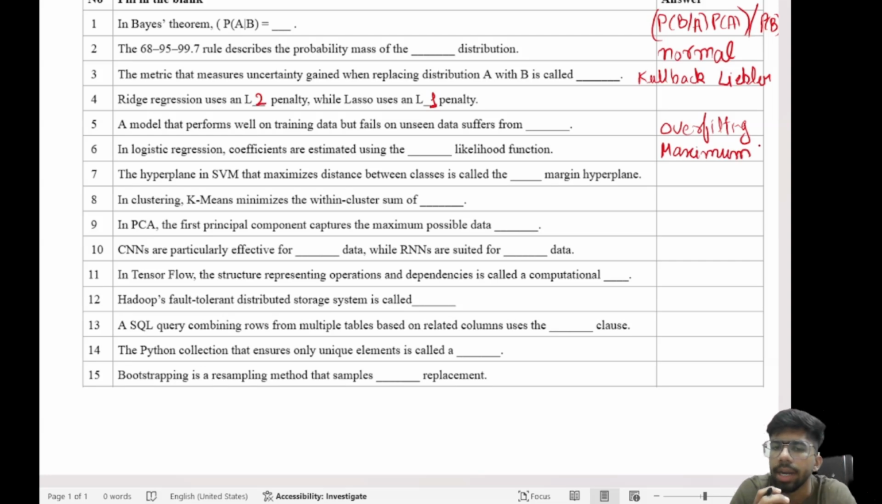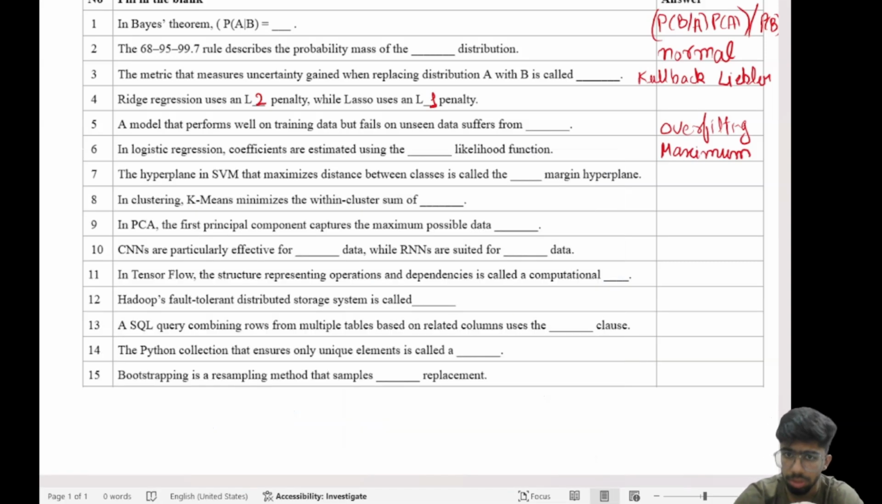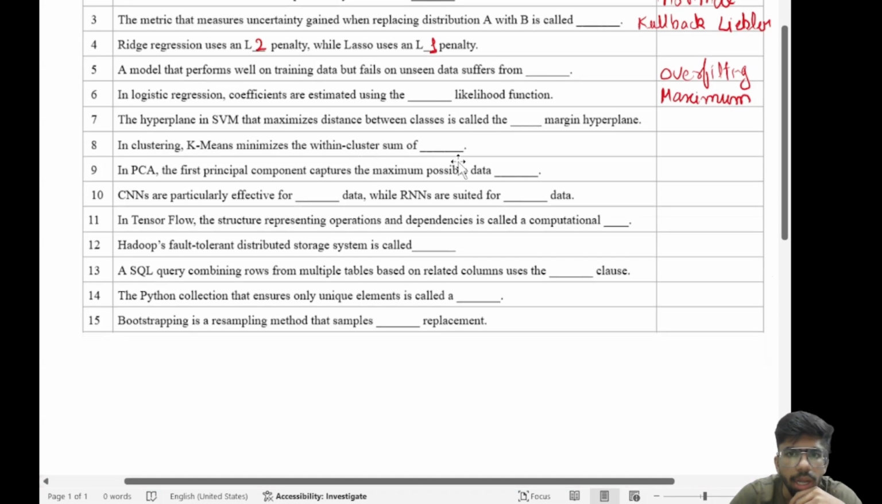So logistic regression doesn't use mean squared error like linear regression. Instead, it uses maximum likelihood estimation, which uses parameters that maximize the probability of observing the actual data. Why? Because logistic regression outputs probabilities, not continuous values. MLE allows the model to tune its parameters so that the predicted probability aligns as closely as possible with the actual outcomes. Moving on to the next question.